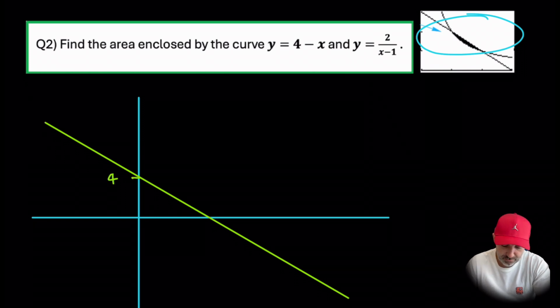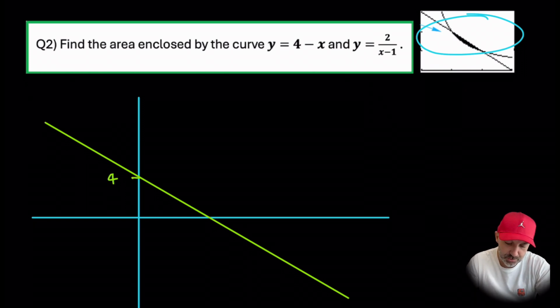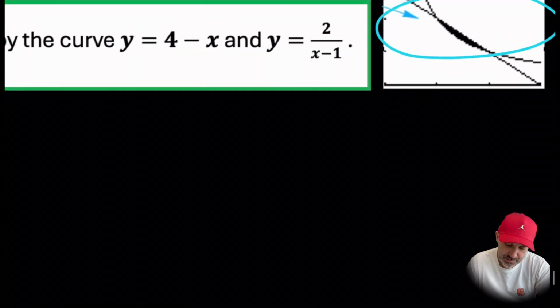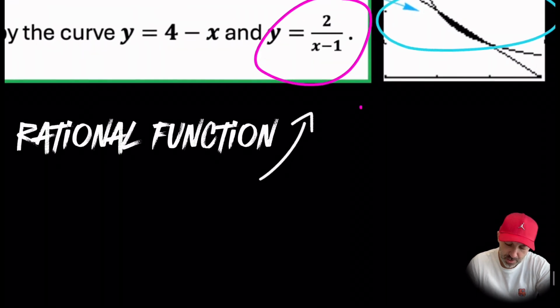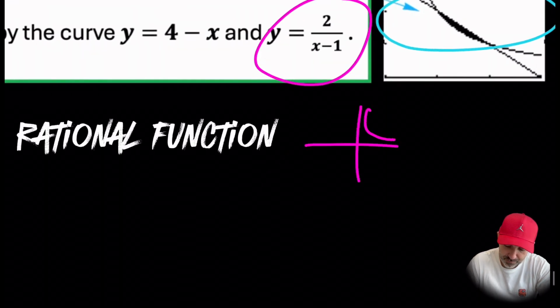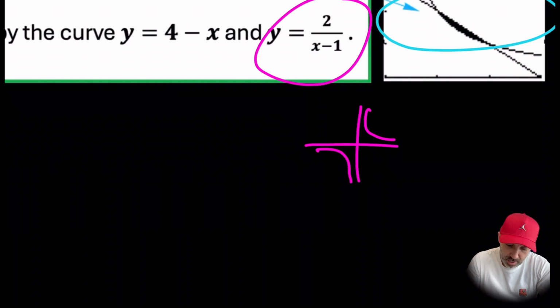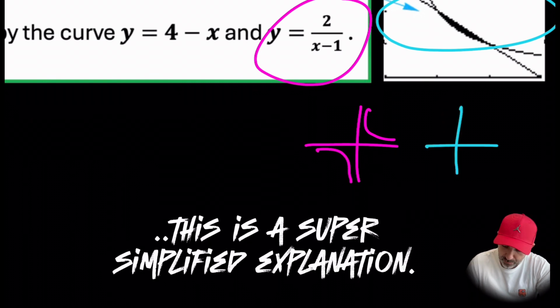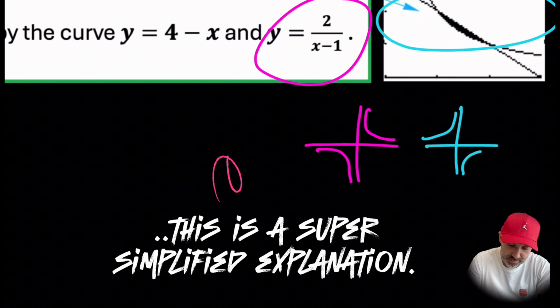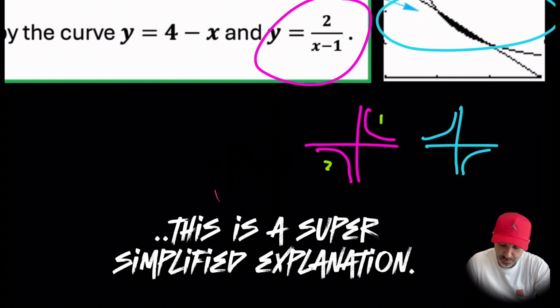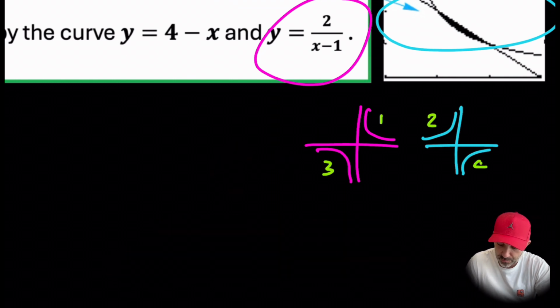Now, it does say the area was enclosed. You do need a little bit of knowledge of functions here, because this is what we call a rational function. These functions either have this shape, or they will have this shape. So I sort of say that they're in quadrants 1 and 3, or either in 2 and 4.